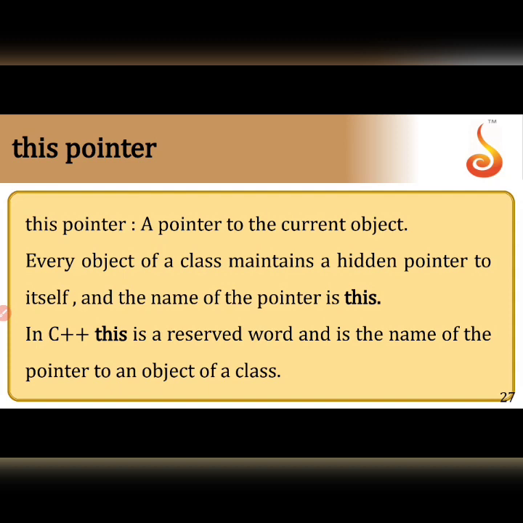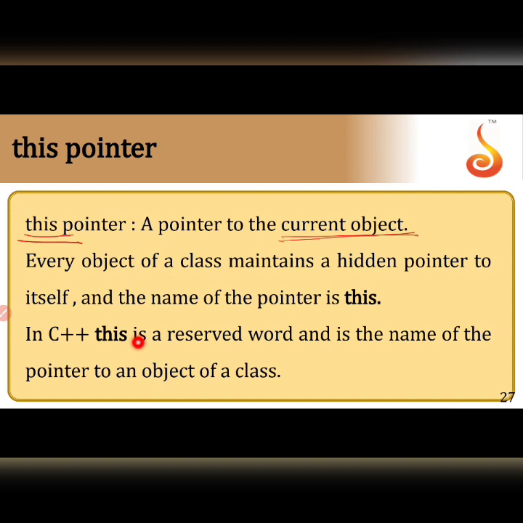In today's class we'll start with this pointer. This is a keyword which is reserved. It's a reserved word or a keyword and is the name of the pointer to an object of the class. What is this? A pointer to the current object. What do you mean by current object? There can be around 10 objects in a class. The current object, this points to the current object of the class.